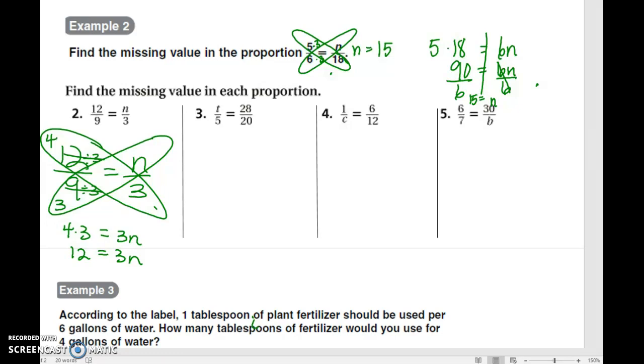And how am I going to get my n by itself? Divide by 3. Divide by 3, divide by 3. So now I have, these cancel out, n equals 4. n equals 4, or 4 equals n, same thing. And we need to box this.